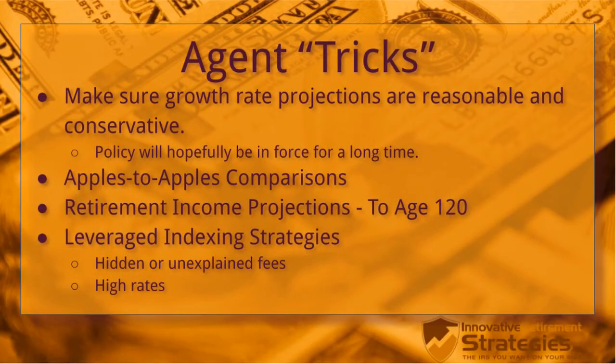So let's talk about some of the agent tricks, things that agents do to make the policy look good. The first and foremost is look at the growth rate assumptions. Make sure that they aren't overly aggressive. Again, to me, if you're using a whole life, the projected dividend rates should be 4 to 4.5, certainly no more than 5%.